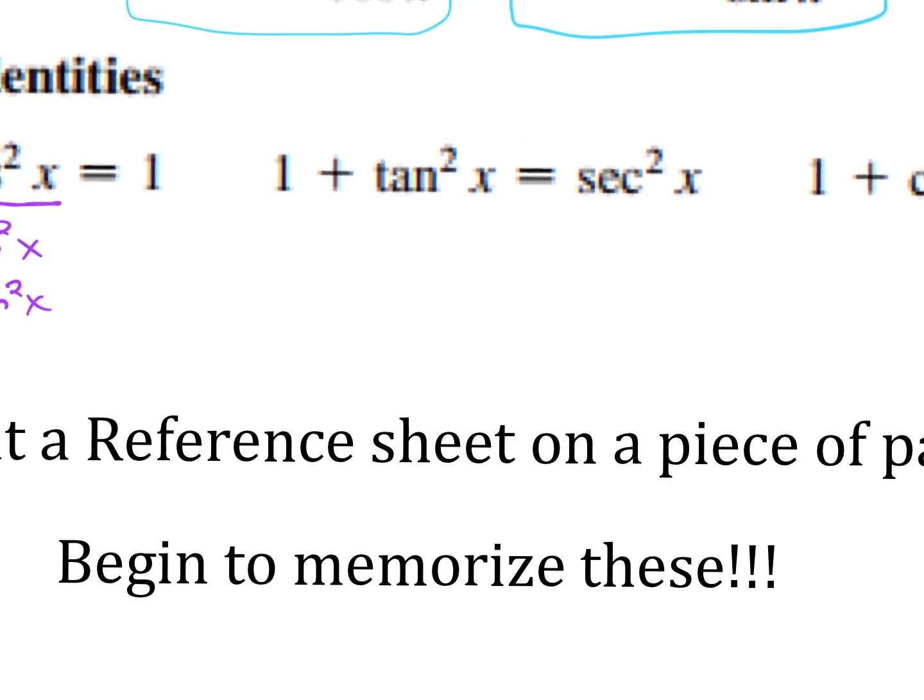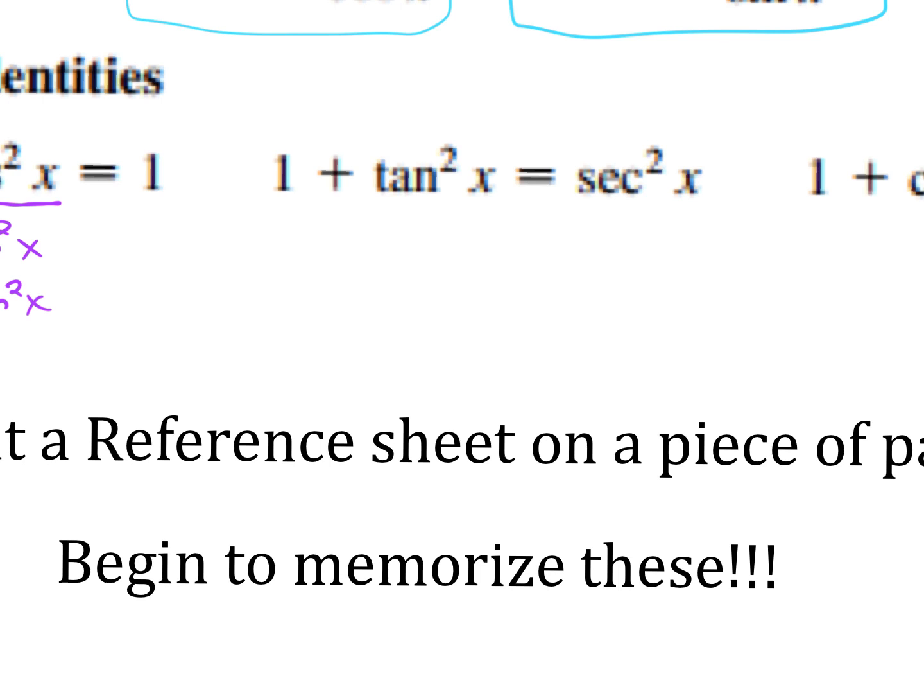All right, Drew, what's the second identity? Can you read that one for me, please? 1 plus tan squared x equals secant squared x. Okay, say that again. 1 plus tan squared x equals secant squared x, right? Yeah. Okay, so 1 plus tangent squared x equals secant squared x.